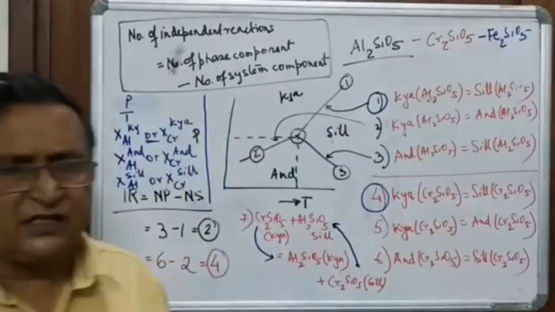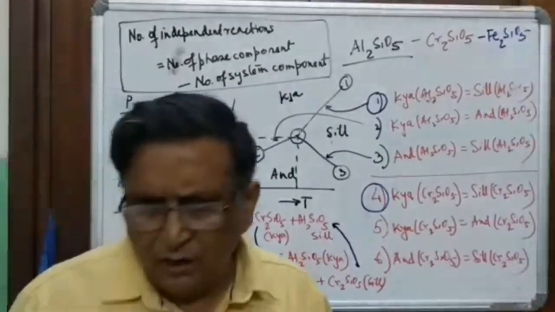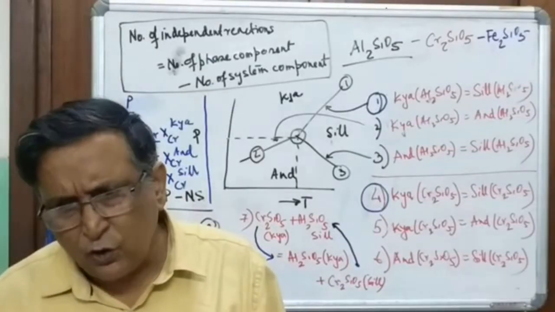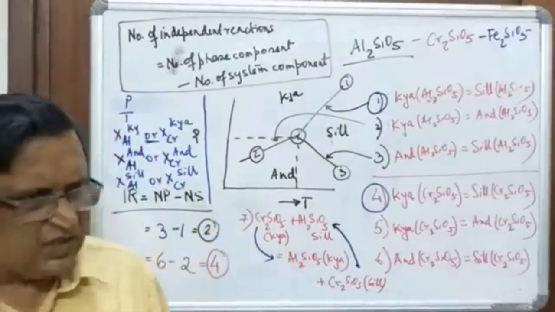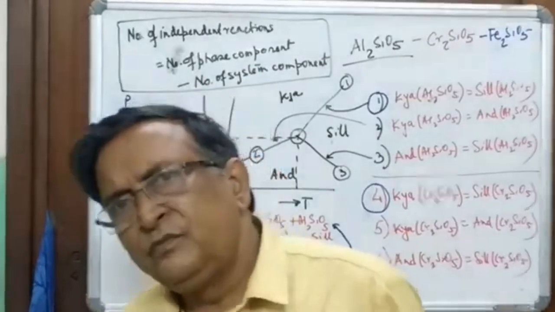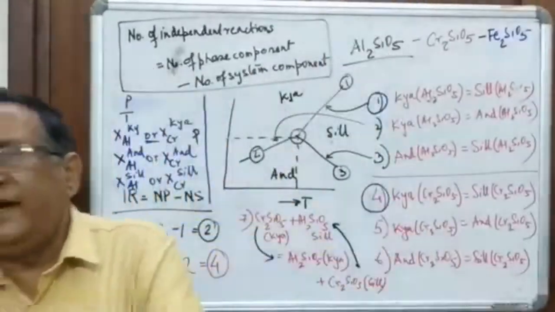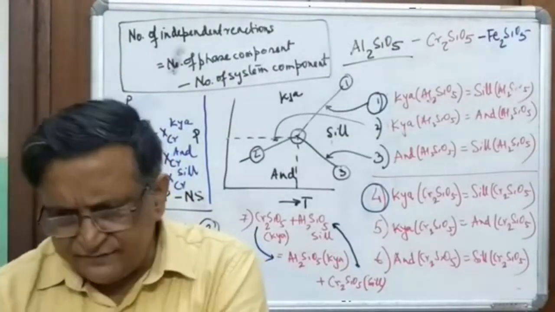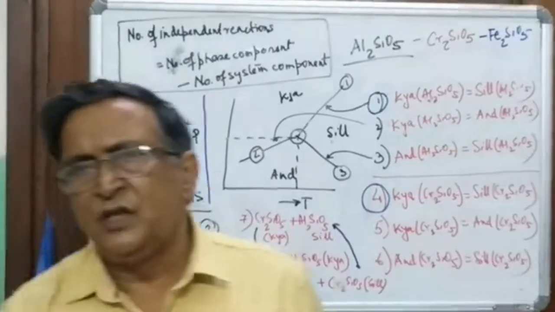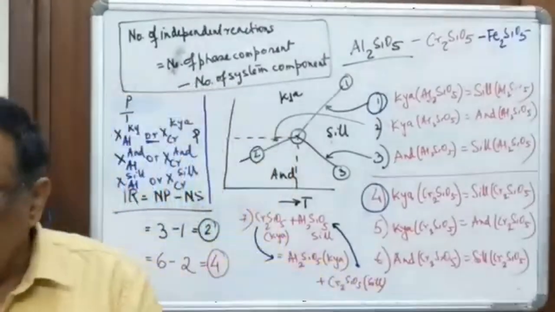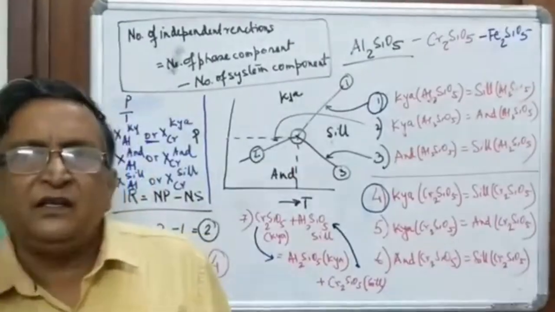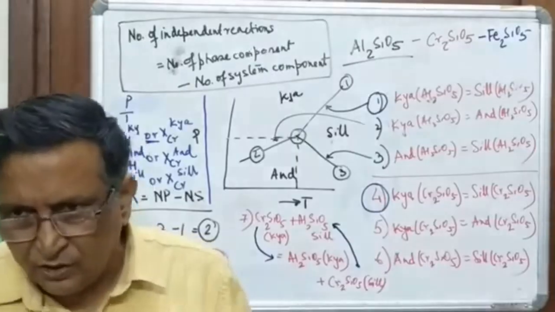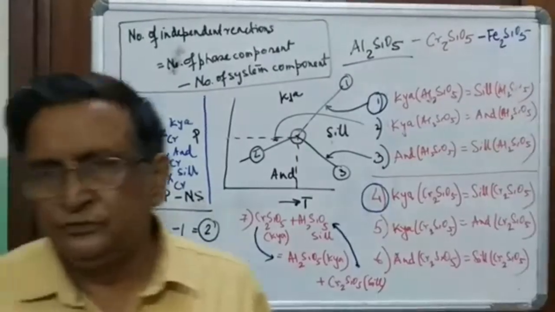Remember, say for example, I tell you, okay students, I have silica, I have quartz in water. What is my chemical system? Let's say I have just quartz. How many independent reactions? My system is quartz. Immediately, phase component, 1. What? SiO2. System component, 1. 1 minus 1, 0. No independent reactions.